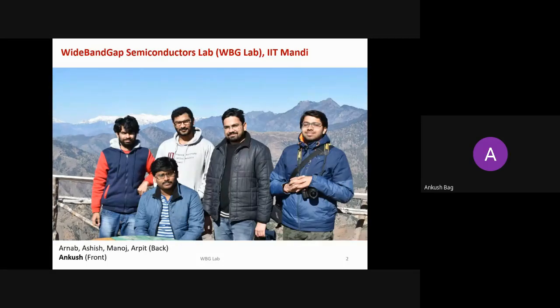And then let me take a quick moment to introduce our research group. We are a relatively new and small research group at IIT Mandi. The work that I am going to present today is all the effort of the students. The first one, from the back, Arnab Asis, they are doing this work on detectors. And then Manoj and Arpit, they are mainly focusing on power devices.